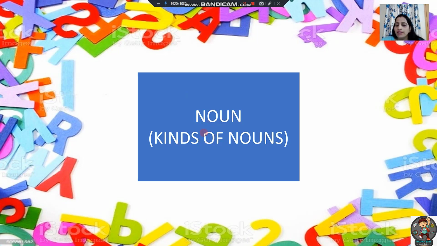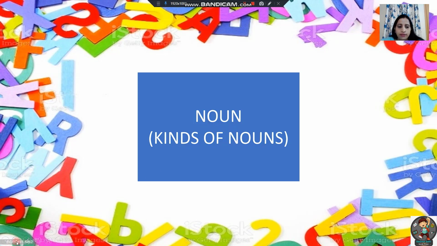So first I will discuss what a noun is and then I will discuss its various kinds, that are common nouns, proper nouns, collective nouns, abstract nouns and material nouns. Okay, so we will take them one by one. Now before starting the kinds of nouns, first we will discuss what a noun is.